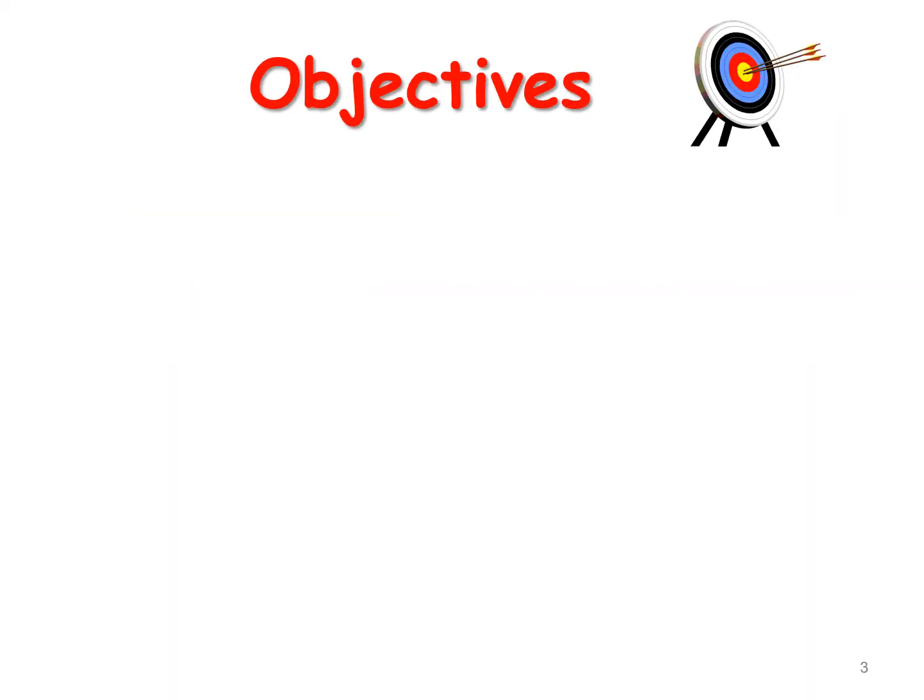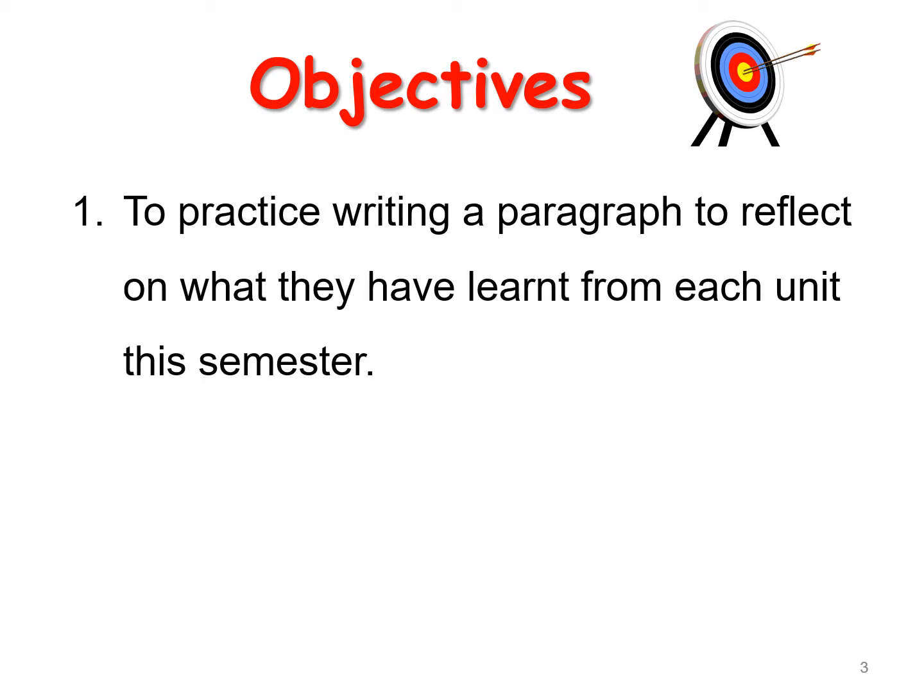Okay, so without further delay, we just move to further detail. The objective of this minor assignment, I come up with the first one, is just to practice writing a paragraph to reflect on what you have learned from each unit within this semester. So you have a chance to practice your writing as well as a chance to reflect, to recall what you have learned so far.